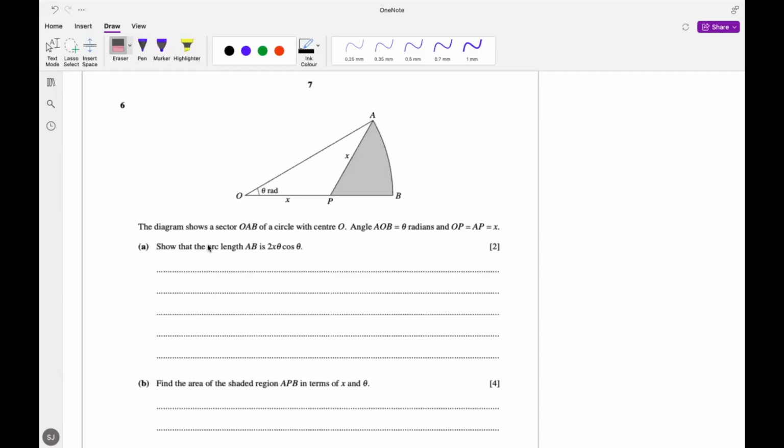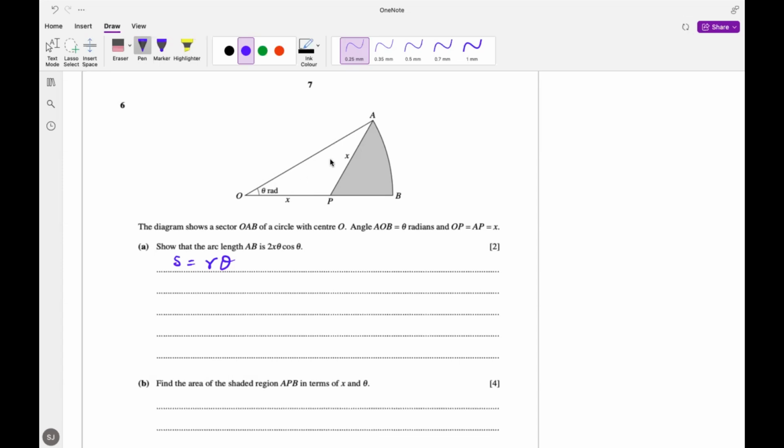In question 6, the diagram shows a sector OAB of a circle center O, angle AOB is theta, and OP equals AP equals x. We have to show that the arc length AB is 2x theta cos theta. Now we know that the formula for arc length is S equals R theta. So we can take R as OA or OB.